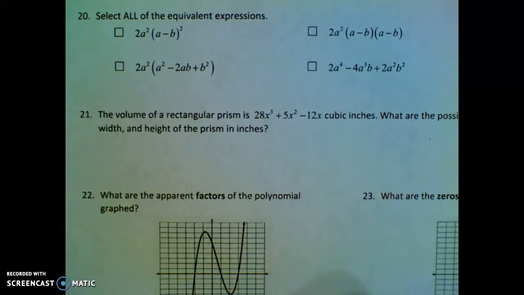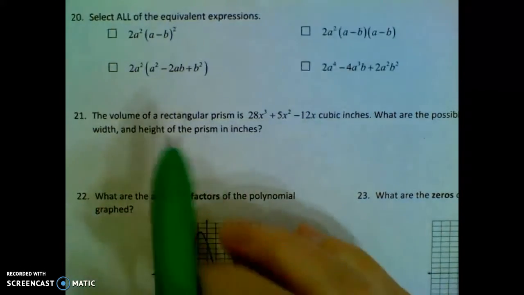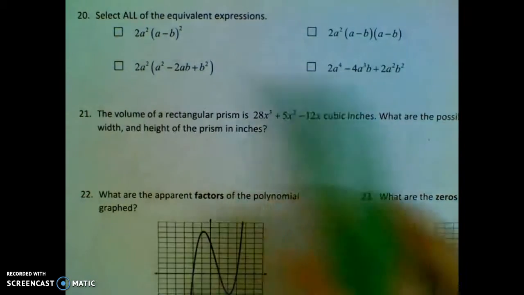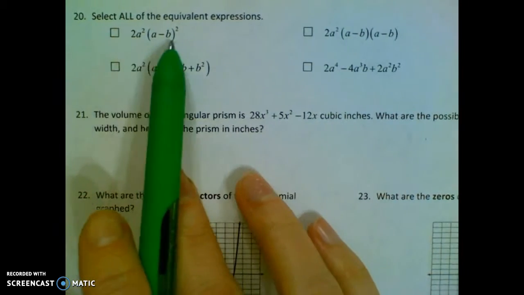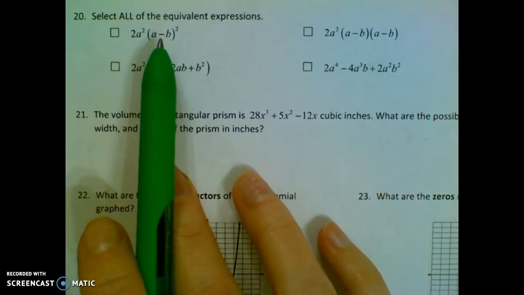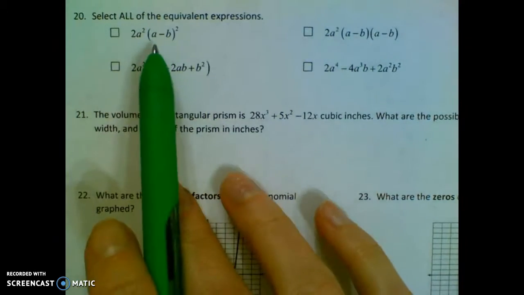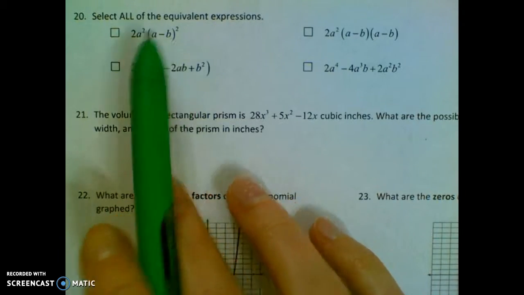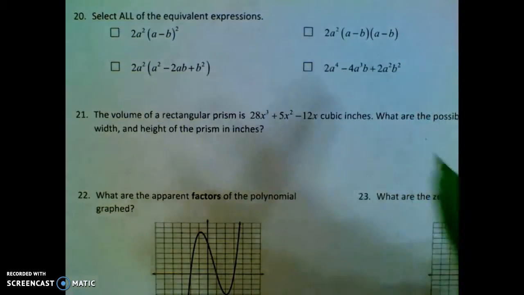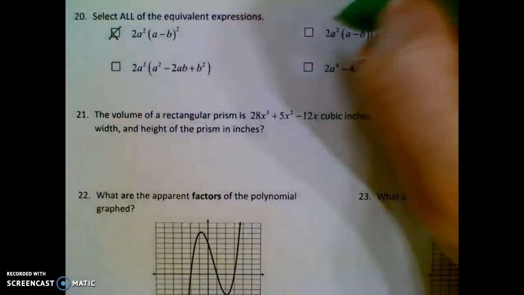Number 20 asks us to select all the equivalent expressions. So here we have to just figure out which of these are alike. So just start with this one. Is there anyone who looks just like this one? If you actually look over here, you should know that (a minus b) squared is the same thing as saying (a minus b) times (a minus b). So these are actually the same as each other.